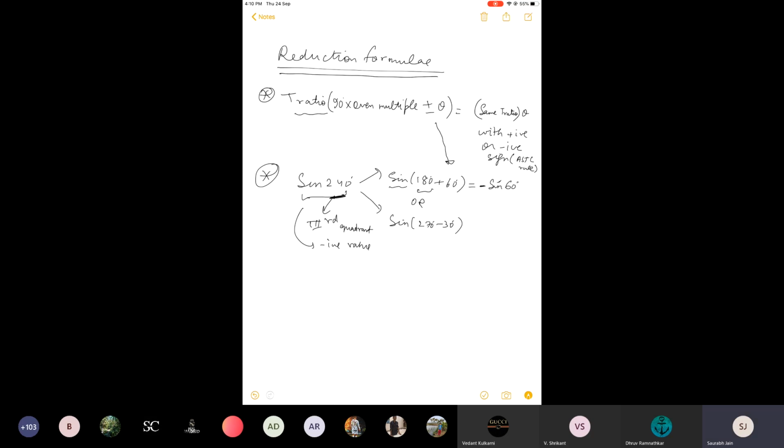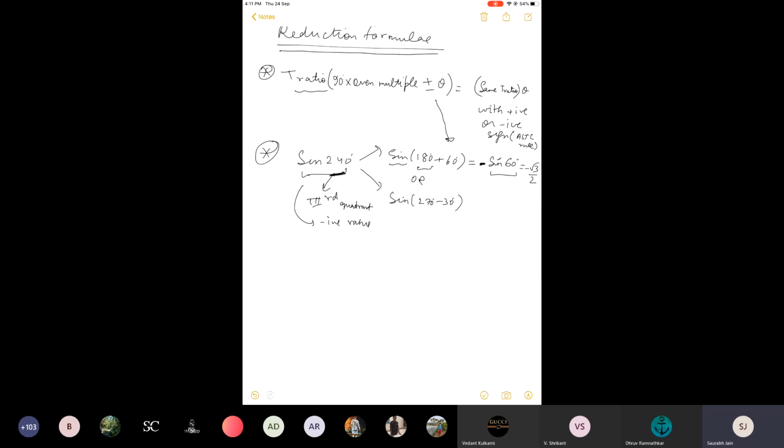Now if we simply write sine 60, then sine 60 is root 3 by 2. That will make it a positive value. But 240 is negative. Sine 240 is negative. So that is why I will have to put a negative sign over here. Overall, its value will be minus root 3 upon 2. So this is the way to use this rule. Let me take another example.